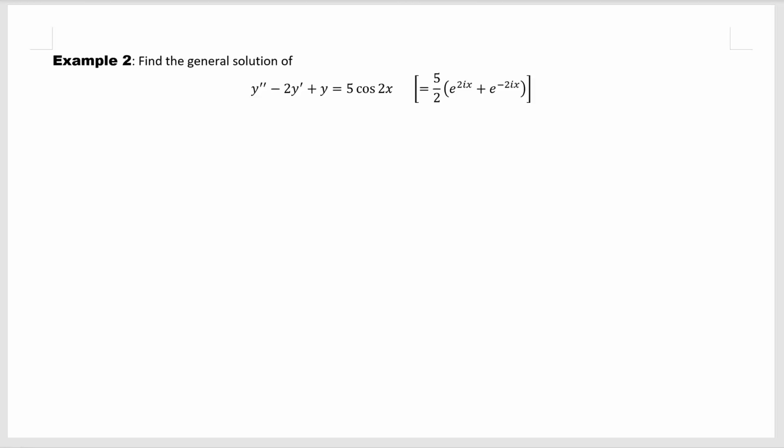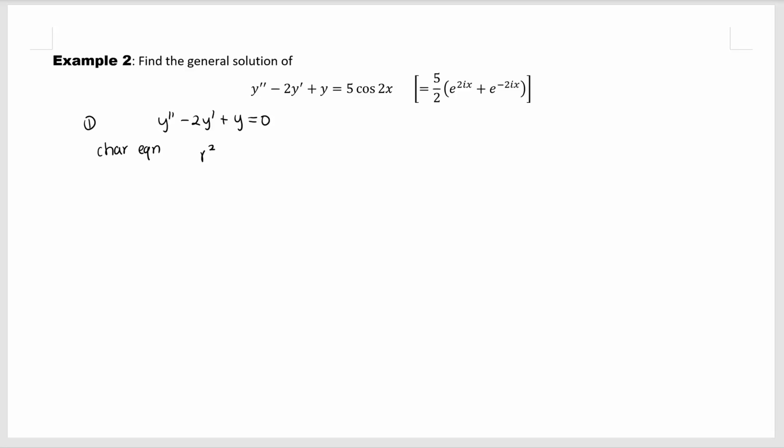So example 2, the first step, we compute the homogeneous differential equation. The homogeneous differential equation is where we have the left hand side equal to 0, right? And then what is the characteristic equation? You can try to pause the video here and work on it, and after you're done, we can check our answer together.